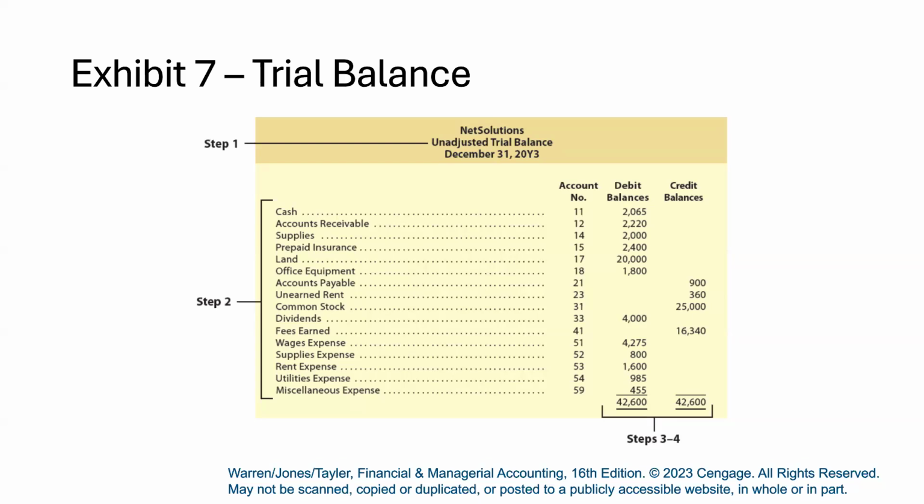All right. So just so you know, these are always in the same order. All of the asset accounts are listed first. So for this, we have cash, accounts receivable, supplies, prepaid insurance, land, office equipment. That's all of their assets. Then the liabilities, accounts payable, unearned rent. Then the equity, common stock, and dividends.